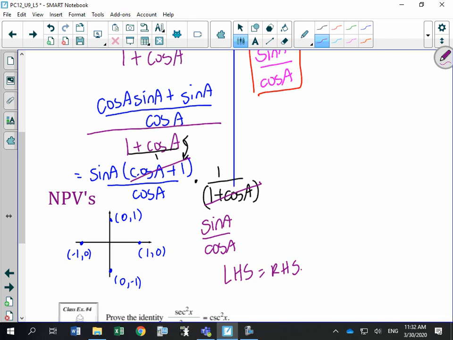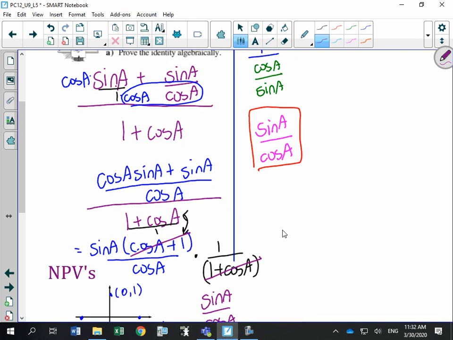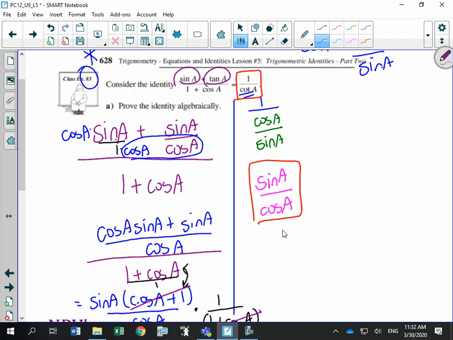That concludes class example 3A, so proving the identity algebraically. Let's look at B and the non-permissible values. So the non-permissible values, let me have a quick look here. I just want to make sure I did this correctly.